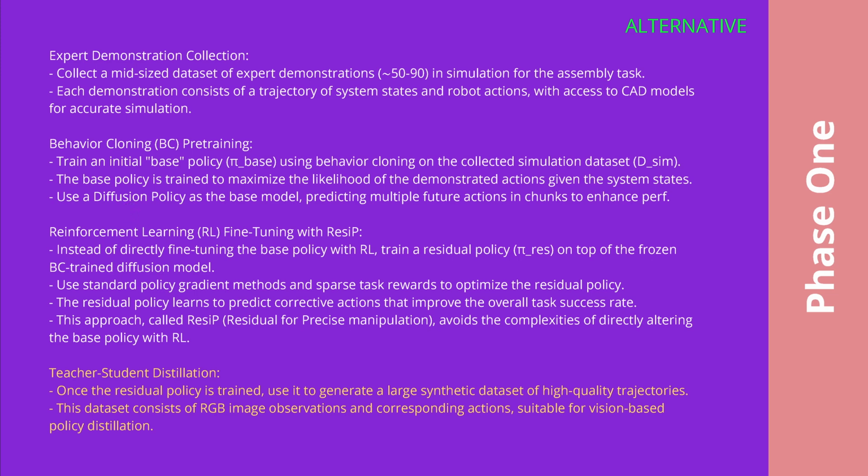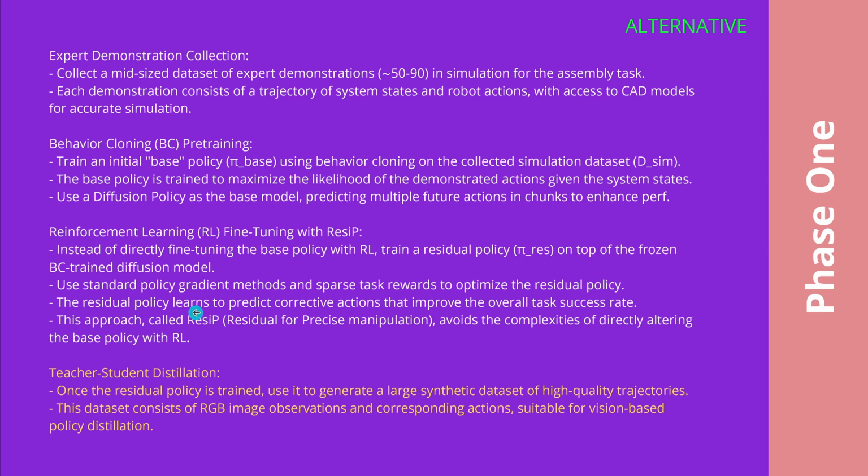After the pre-training phase, we go now to the fine-tuning phase, which is now a reinforcement learning fine-tuning with ResiP. So instead of directly fine-tuning the base policy with the reinforcement learning, we just train a residual policy on top of the frozen BC trained diffusion model. We use here our standard tool set of policy gradient methods and sparse task rewards, I just showed you what this is, to optimize this policy.